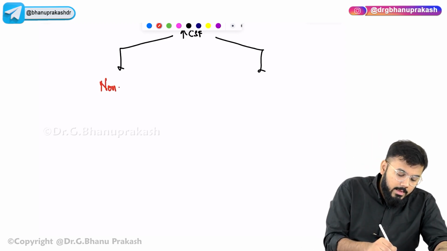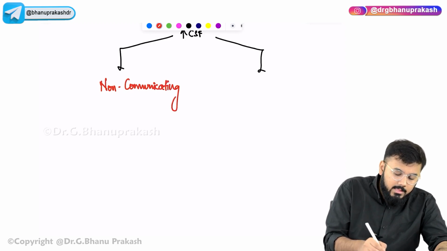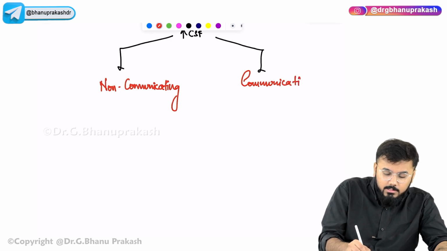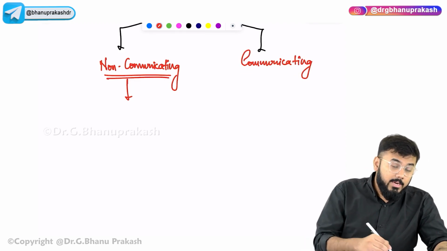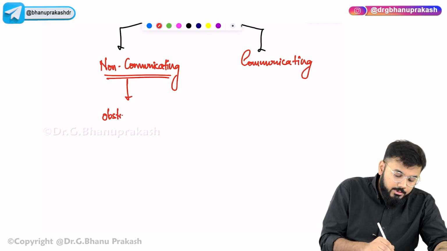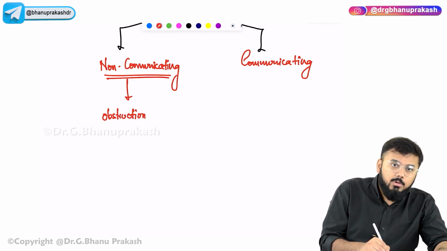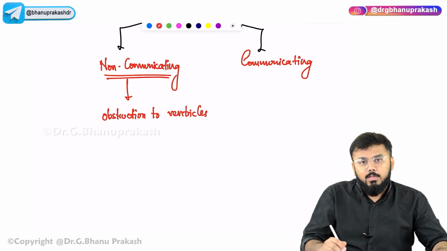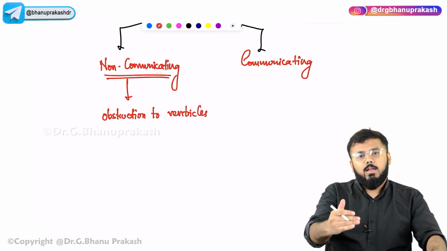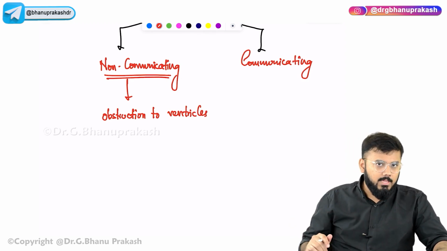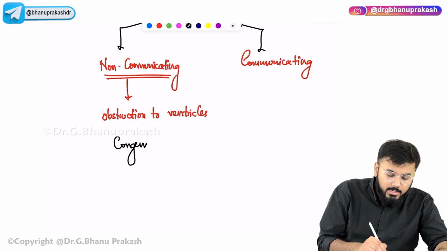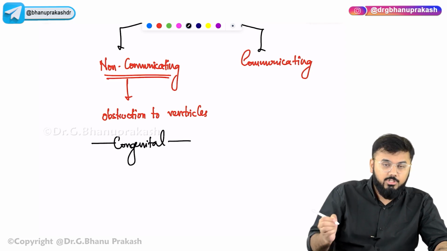So there are two different types of hydrocephalus over here. One is called non-communicating hydrocephalus. Another one is called communicating hydrocephalus. Why is it called non-communicating? Because of obstruction to the ventricles. It is because of obstruction to the ventricles that one ventricle is not communicating with the other ventricle, and mostly this problem is congenital. Keep that in mind.